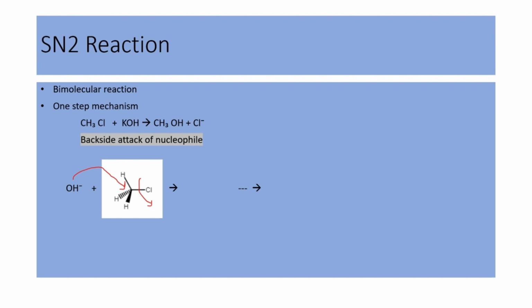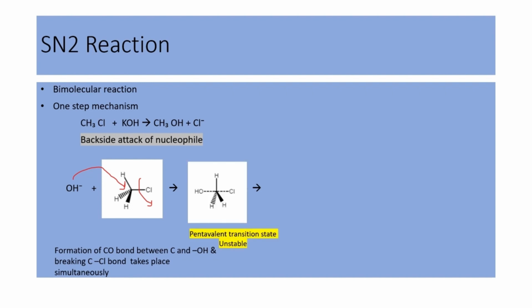The formation of the C-O bond between C and OH and the breaking of the C-Cl bond both take place simultaneously, and thus a pentavalent transition state is formed, which is very unstable. As Cl leaves, alcohol, that is, CH3OH, is formed. The alcohol thus formed has inversion of configuration. The OH gets attached to the opposite side of Cl. Whenever a sigma bond is formed, a sigma star bond is also formed due to antibonding. So, OH forms a sigma star bond and shows inversion in its configuration.